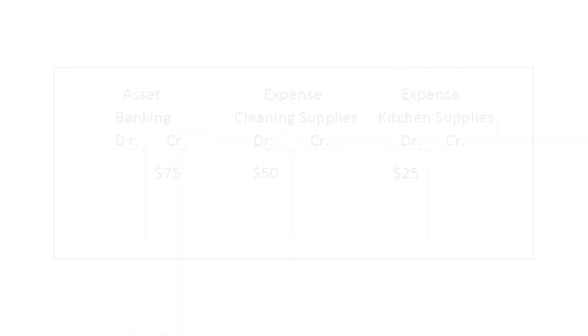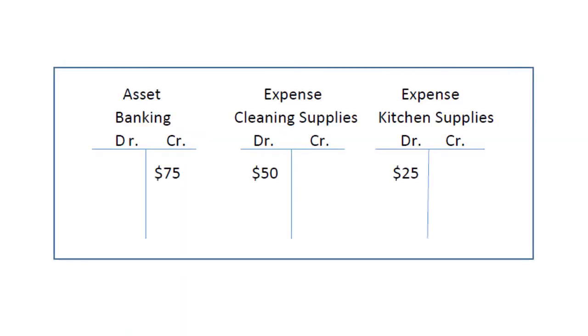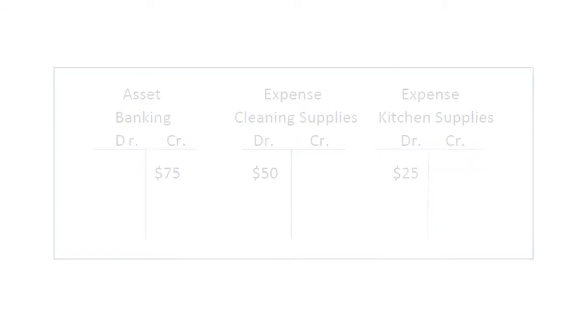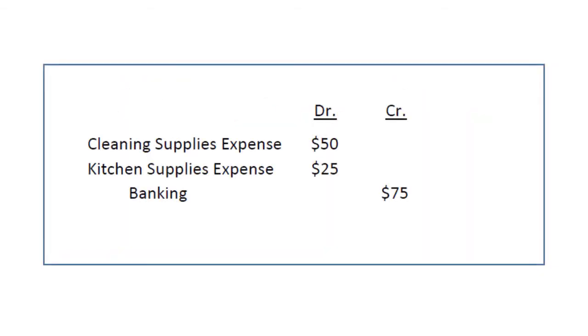Let's look at one more real-life example with our T accounts. The church janitor purchased both cleaning supplies and kitchen supplies. The total cost was $75, of which the cleaning supplies cost $50 and the kitchen supplies cost $25. In this case, there is 1 credit but 2 debits. The total credit, which is $75, equals the total of the debits, which is also $75. Writing the entry longhand would look like this.